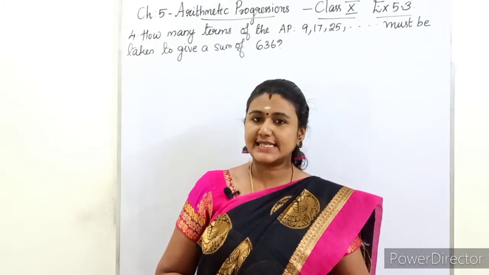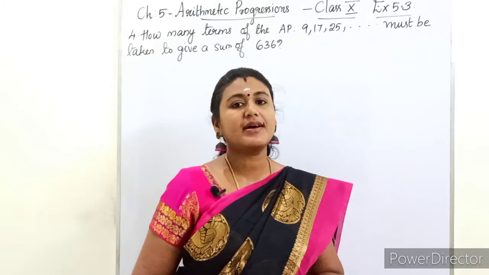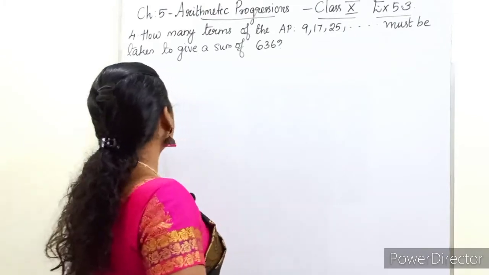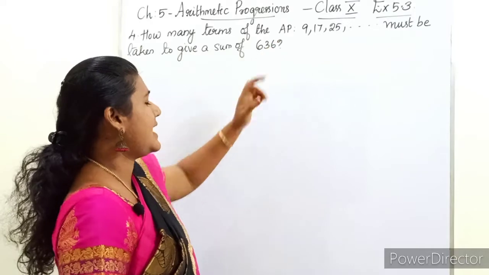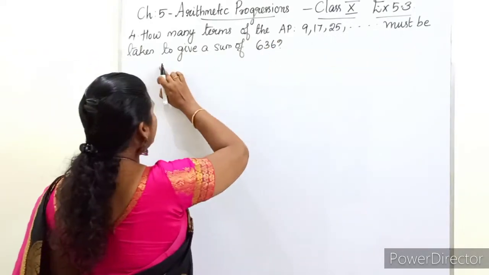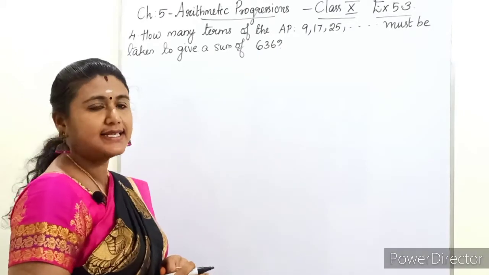We were doing exercise 5.3 and we have completed the first 3 questions. Now we will see question number 4. How many terms of the AP 9, 17, 25, etc. must be taken to give a sum of 636?